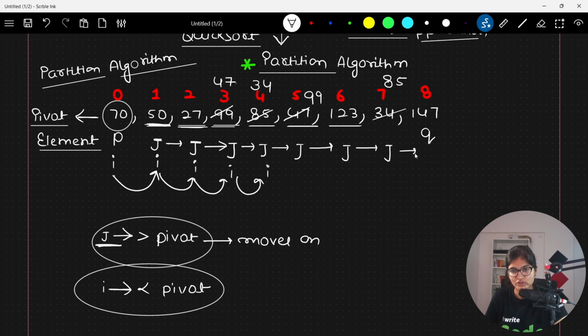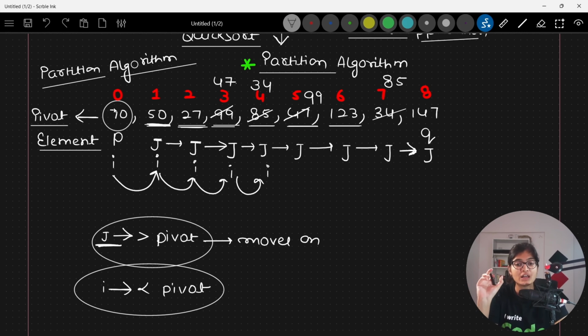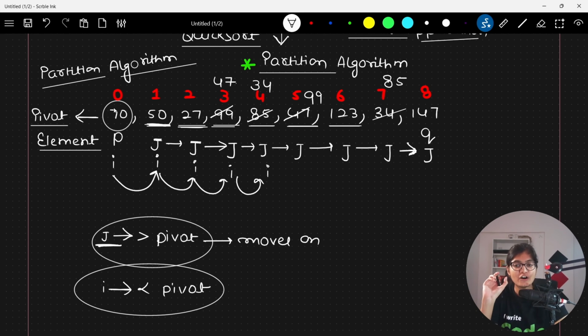And finally, it will go to the next position, and here if you observe, the value of J is 147, the value of I is 70. So again here if you observe, the value 147 is greater than the pivot element, so nothing will happen and it will stop here because it reaches the end of the array, right?